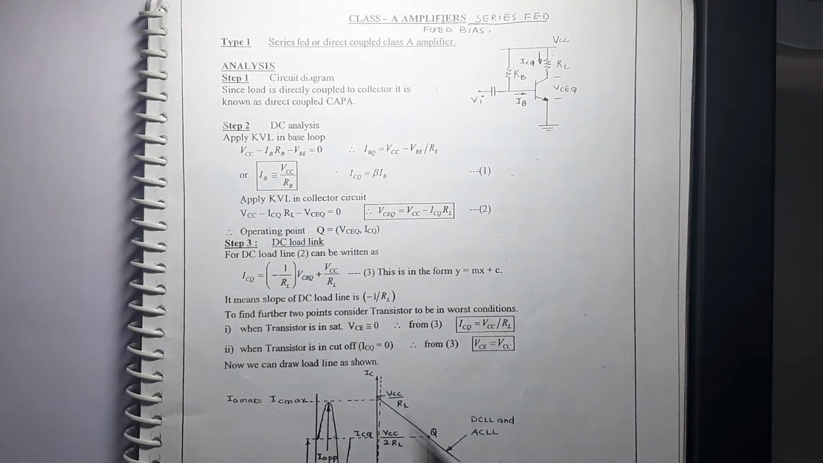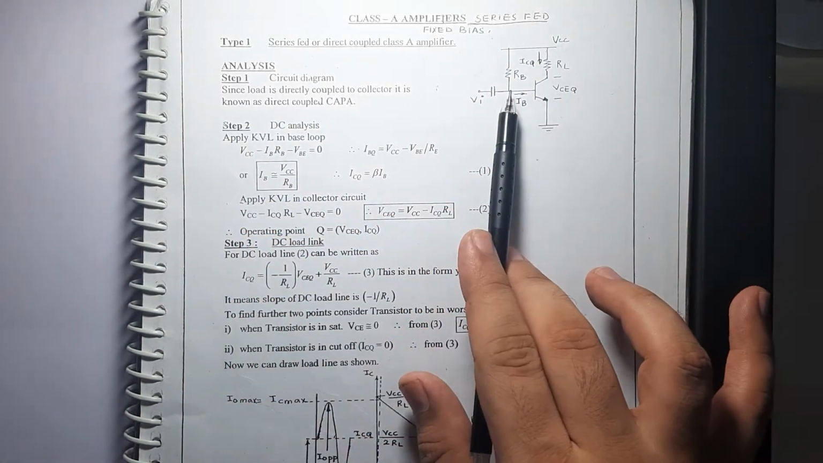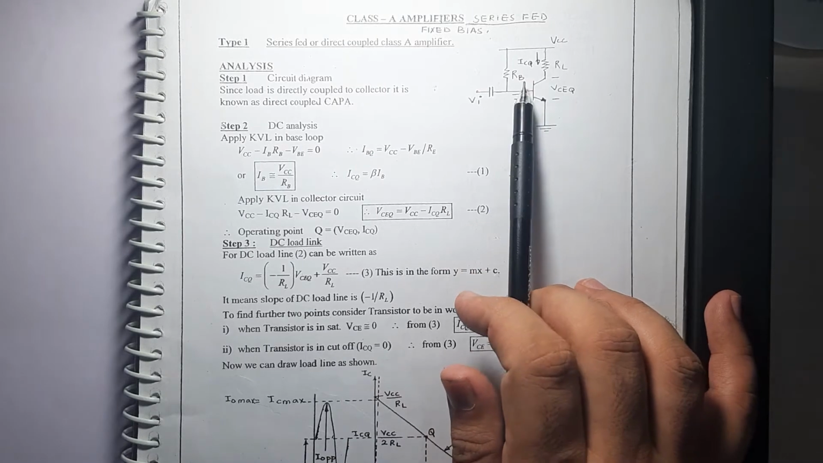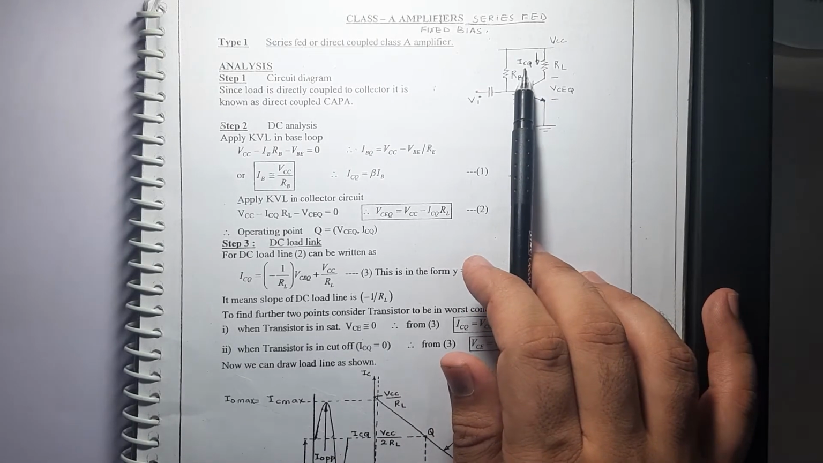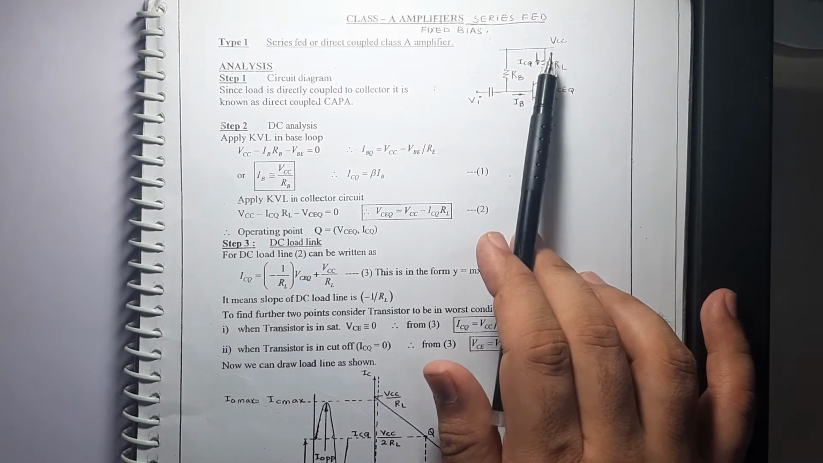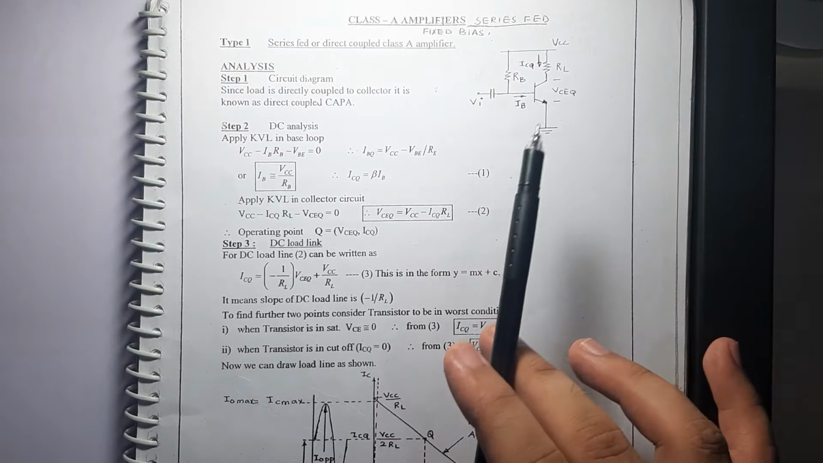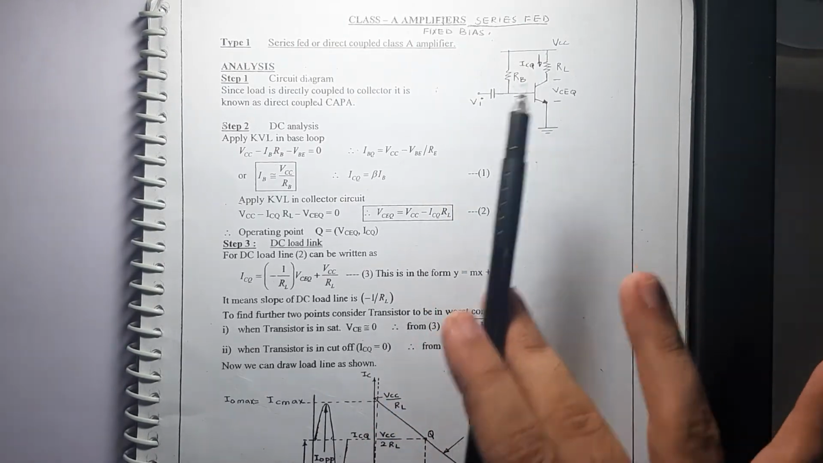Now for the analysis, the first thing is the circuit diagram. The circuit diagram is over here, wherein it is a fixed bias configuration, and instead of RC you have an RL in the circuit diagram. So your output current ICQ, or the quiescent current ICQ, will now flow through RL. Now please do understand each and every step very easily, pay attention calmly.